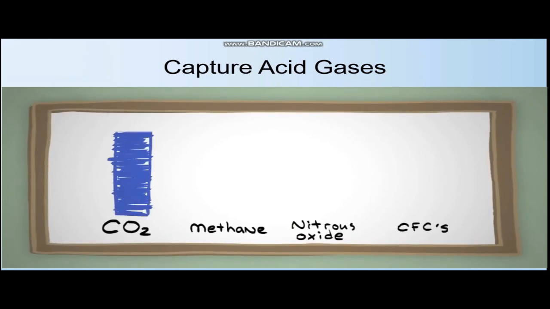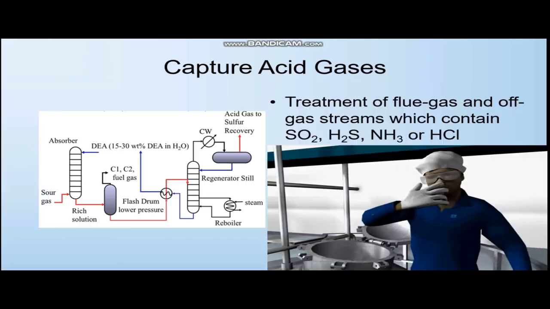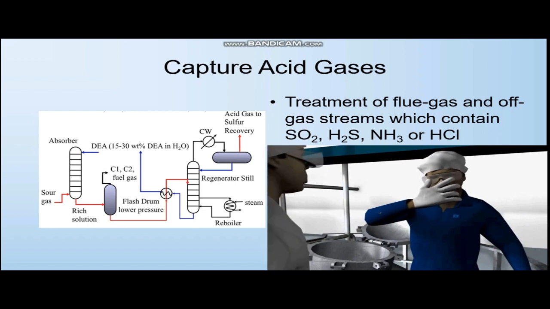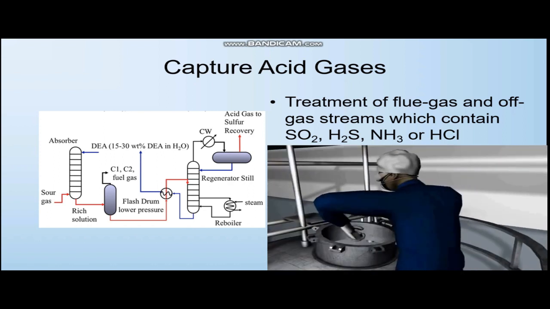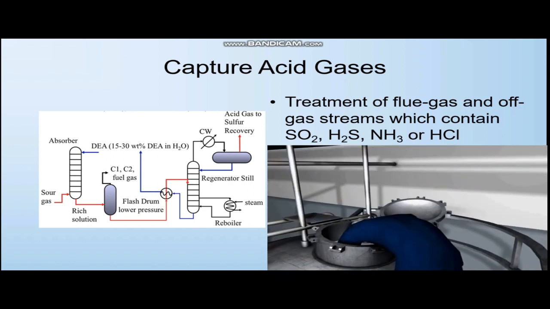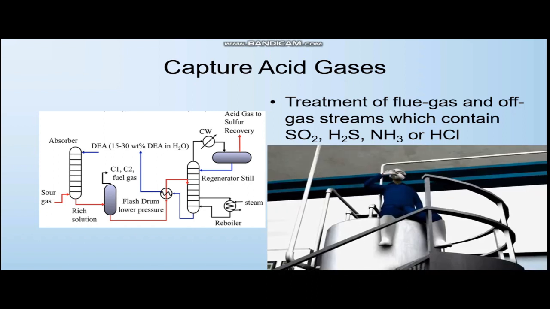Next is the capture of acidic gases. This is the treatment of flue gas and off-gas streams which contains acidic gases such as SO2, H2S, NH3 or HCl.